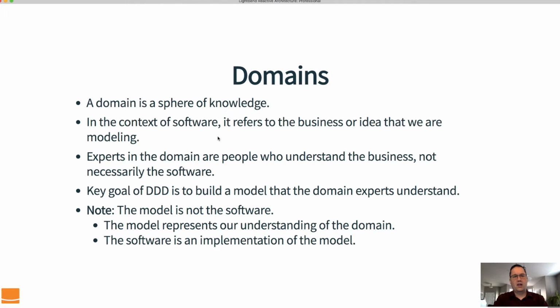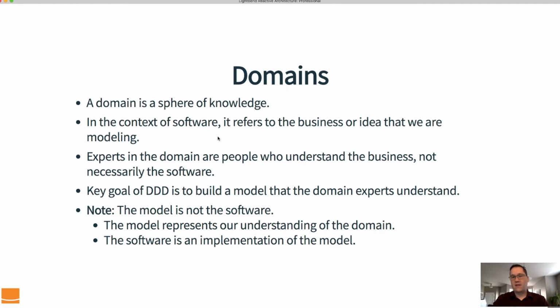But one thing I want to clarify here, when we're talking about building a model, it's important to understand that the model is not the software. That's a common misunderstanding, that people will look at the software and say, well, this is my model. The model is not the software. The model represents our understanding of the domain. So our knowledge and understanding of the domain is the model. The software is an implementation of the model.